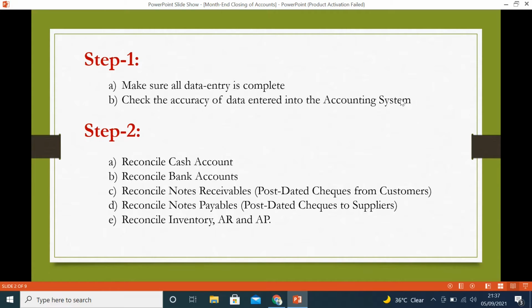Same, you need to reconcile your accounts payable also. The opening balance of the accounts payable plus purchases less the checks issued or cash payments, and the balance, whatever the balance will come, it should match with your trial balance figure.